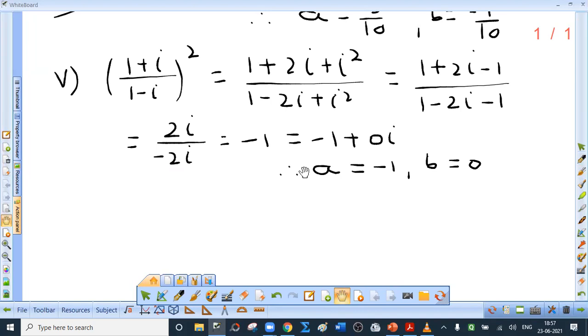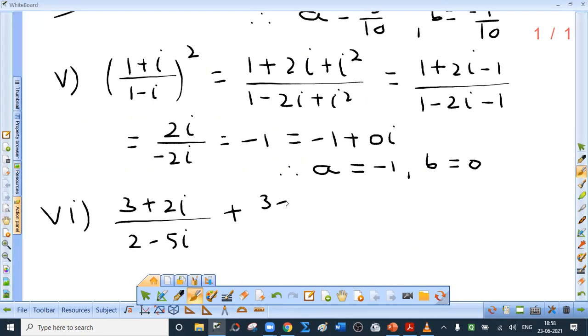Sum number 8 is for homework. 8 and 10 for homework. So the fifth will be followed by sum number 6. Write down (3 plus 2i) upon (2 minus 5i) plus (3 minus 2i) upon (2 plus 5i).